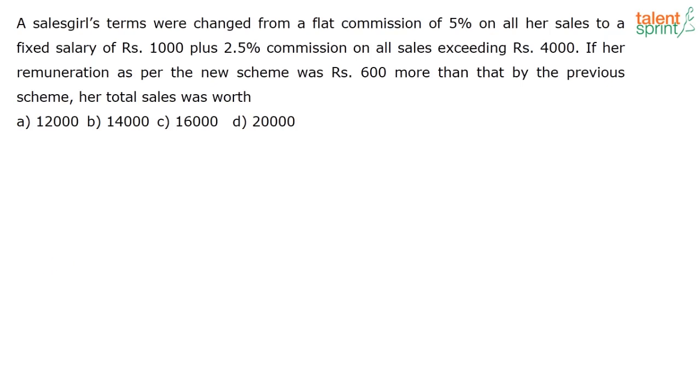Let me assume that the sales girl is selling items worth X rupees. According to the first scheme, how much is she getting? She gets 5% on all her sales. If I am selling for 100 rupees, I get 5 rupees. I sell products worth 100 rupees, I get 5% of that sale, or 5 rupees, correct?